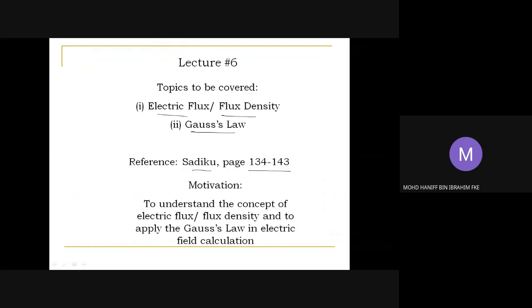Yeah, if you want to understand further about the Gauss law, also on the flux and flux density concept. Okay, so the motivation for this lecture 6 is that we want the students to understand well the concept of flux, the concept of flux density, and then we want the students to be able to apply the Gauss law in calculating the electric field intensity. Okay, so it's very straightforward. That should be the motivation of lecture number 6.